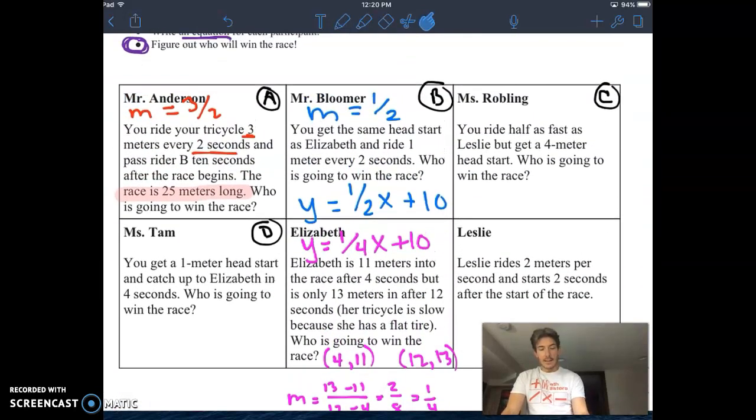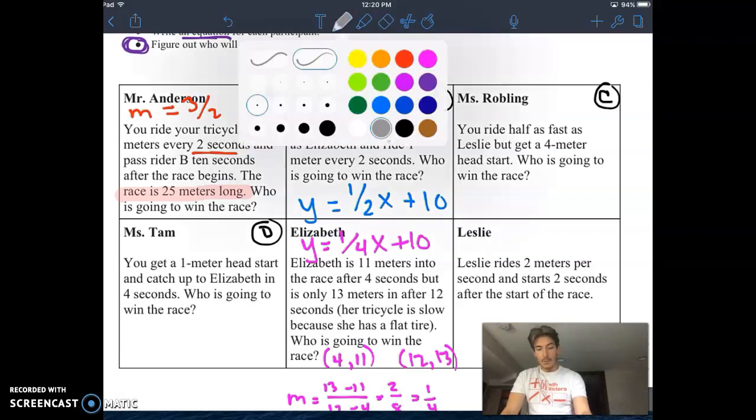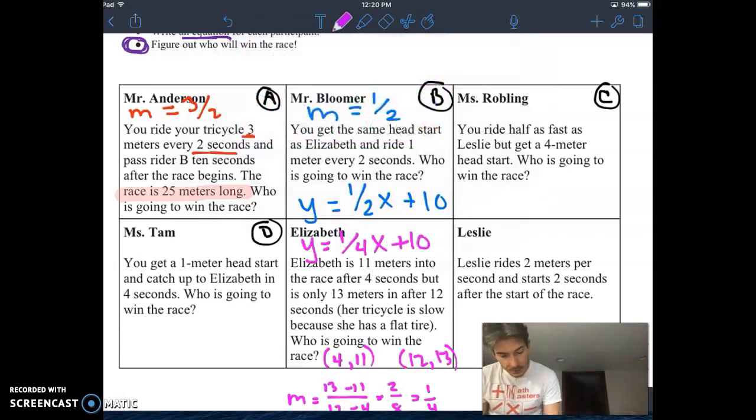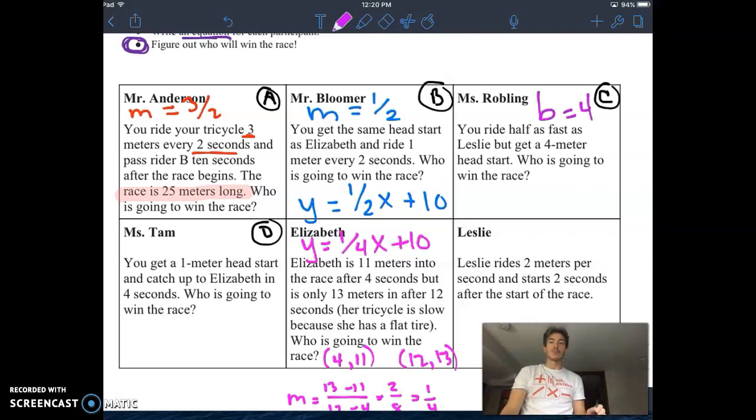I can make some guesses now about Mr. Anderson, but let's see what Miss Roebling did. Miss Roebling rode half as fast as Leslie, but got a 4-meter head start. Who is going to win? Well, let's use purple for Miss Roebling. They don't tell me anything about the slope yet, but they do tell me her head start was 4 meters. So I'm just going to mark that down for Miss Roebling.